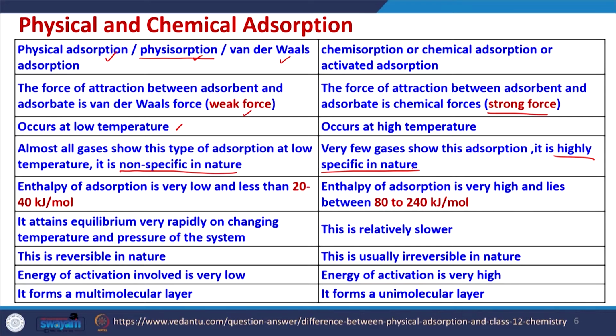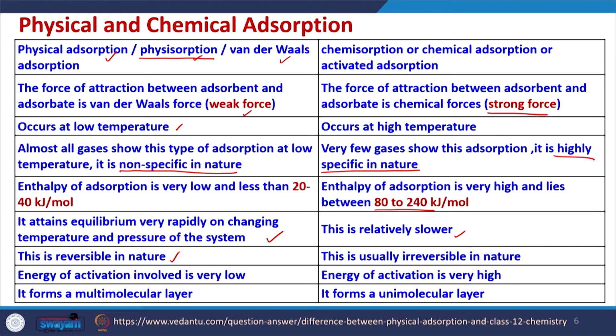Now, the enthalpy of adsorption for gas phase separation is lower for physisorption, 20 to 40 kilojoule per mole. It is much higher for chemisorption, as given here. Now, physisorption attains equilibrium very quickly, very rapidly, on changing temperature and pressure of the system. So, physisorption is faster as compared to chemisorption, which is slower.